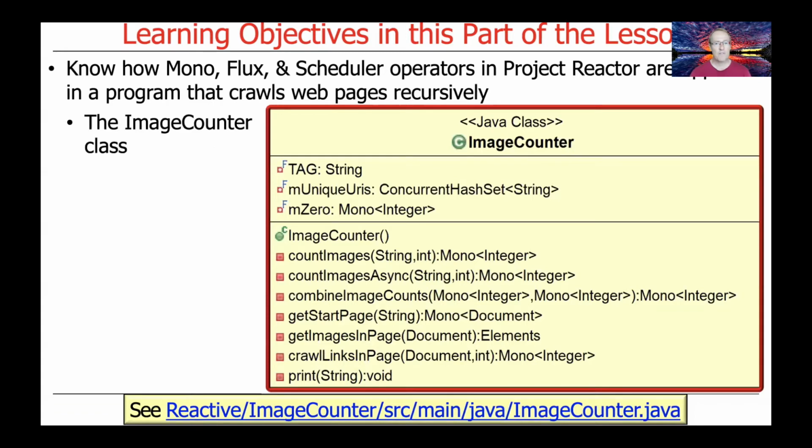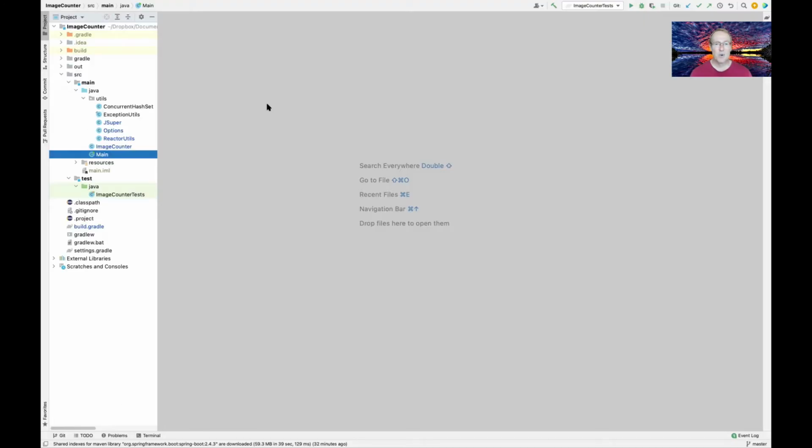In particular, we're going to focus on the methods and fields that are provided in the ImageCounter class. And we'll also take a look at the end of this video at a unit test that puts all the pieces together and runs them in practice. We're now in the IntelliJ project for my image counter case study.